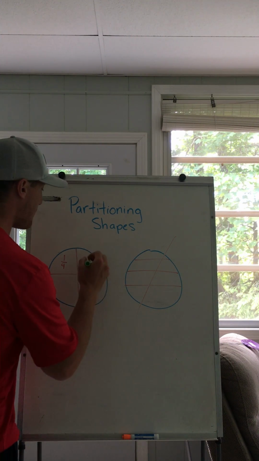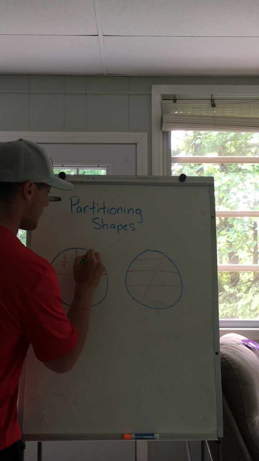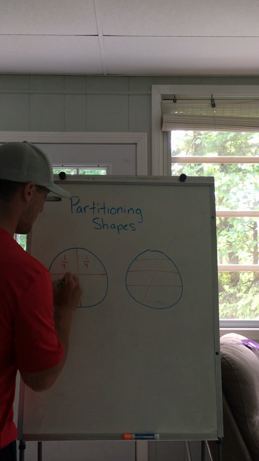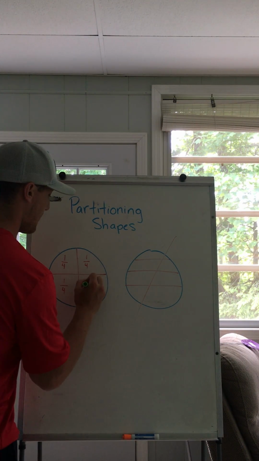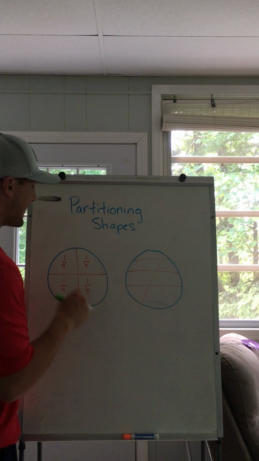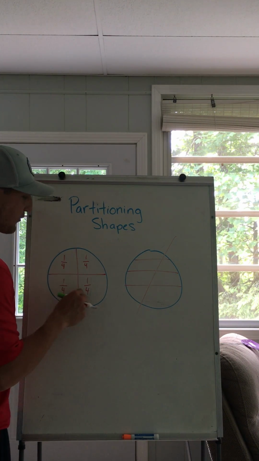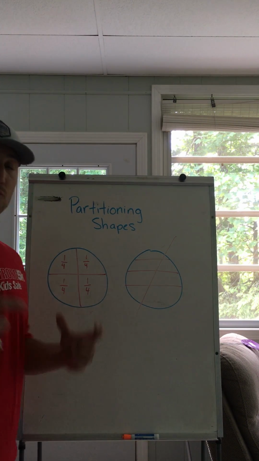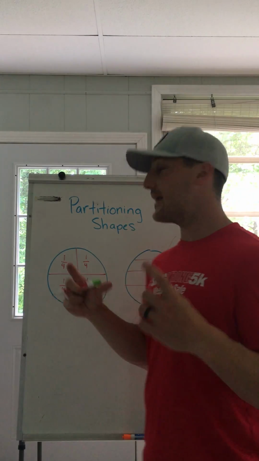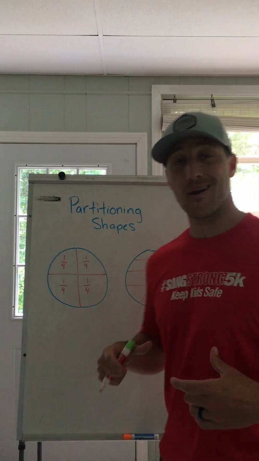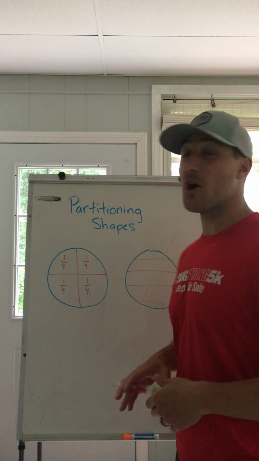And if I look at all my pieces, that's 1/4, that's 1/4, that's 1/4, and that's 1/4. So if I add those all together, 1/4, 2/4, 3/4, 4/4 equals 1 whole cake. So not only do I get to eat cake, but I also won the argument with my brother.